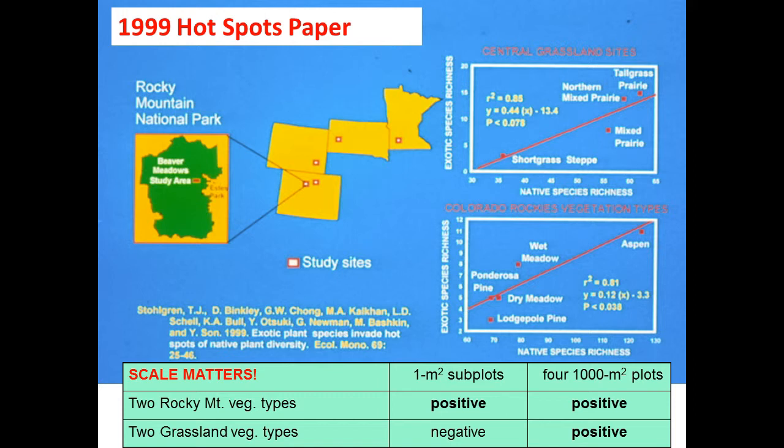The rich got richer. Native species richness created places for exotic species to be also rich. Now, we also learned that for the 1 meter squared plots, the data wasn't so conclusive. You could get positive or negative relationships. But at the larger spatial scales, it was pretty much generally true that the rich got richer.